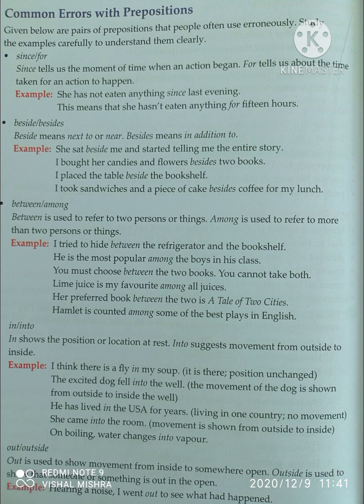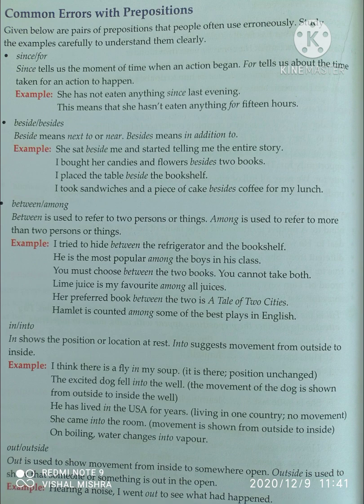Now we are going to learn about between and among. Between is used to refer to two persons or things, while among is used to refer to more than two persons or things. Okay? I tried to hide between the refrigerator and the bookshelf. It means there are only two objects. One is the refrigerator and another is the bookshelf. So he is trying to hide something between the two objects, that is the refrigerator and the bookshelf.